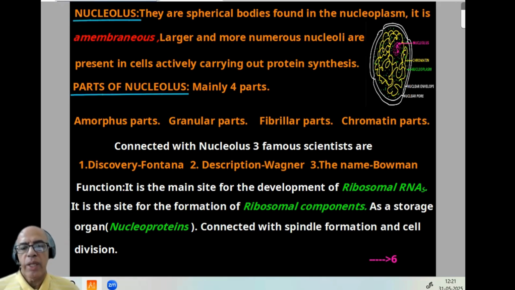Then 3 famous scientists, many are there, 3 famous scientists connected with the discovery. Main scientist connected with the discovery is Fontana. Connected with the description, main scientist is Wagner. And connected with the name, main scientist is Bowman. Now functions, concerned with the development of ribosomal RNAs, site for the formation of ribosomal components, storage organ, nuclear protein, connected with the spindle formation, cell division.